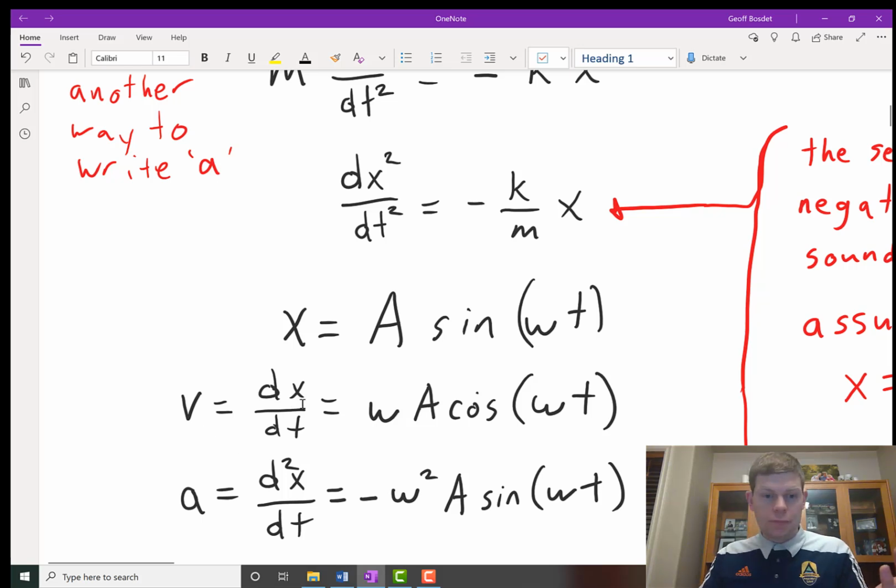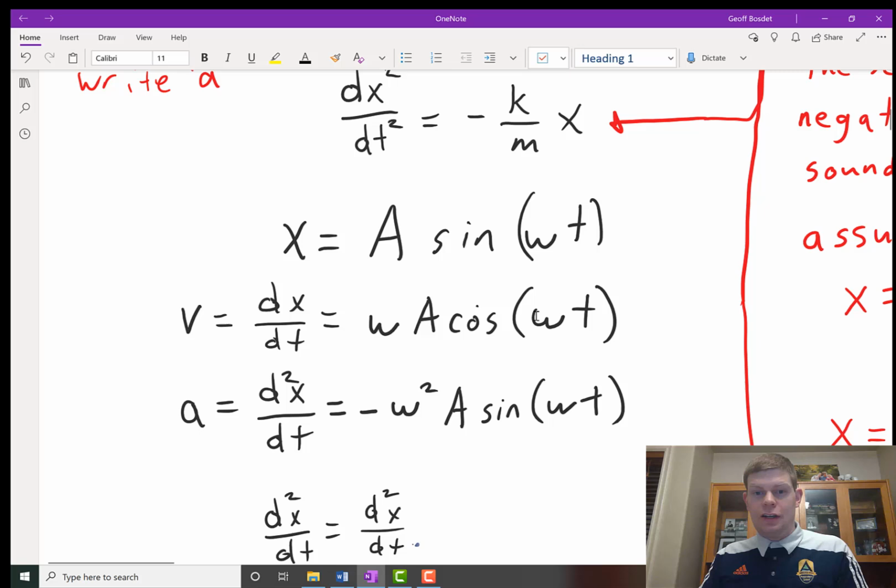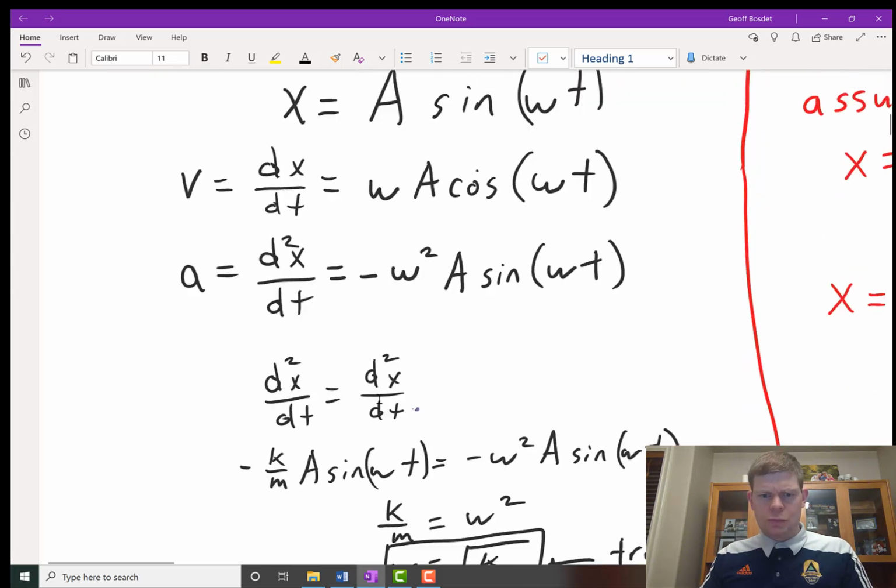So that's not much harder. And then we can take the derivative again to get acceleration. If we do that, we get another angular velocity term coming out again, and then this negative, because the derivative of cosine is negative sine. So yeah, this looks pretty similar.